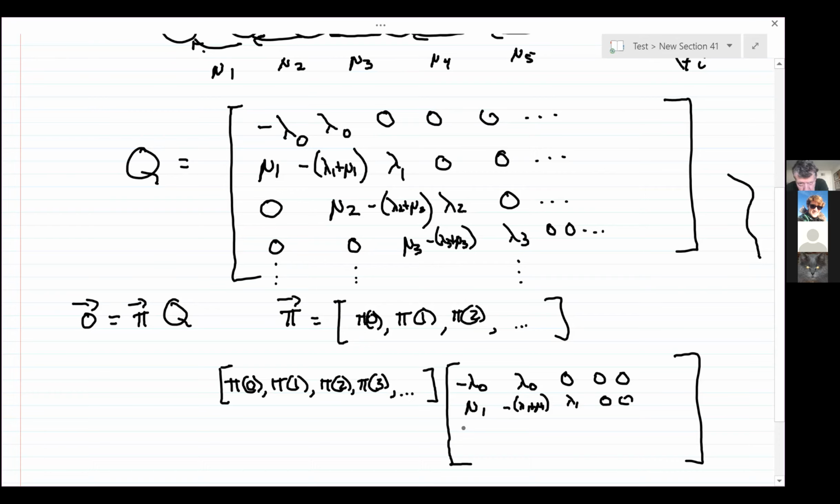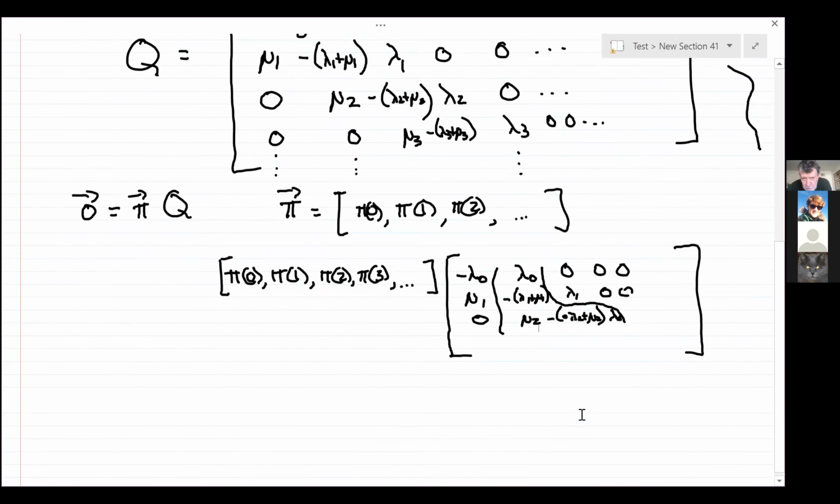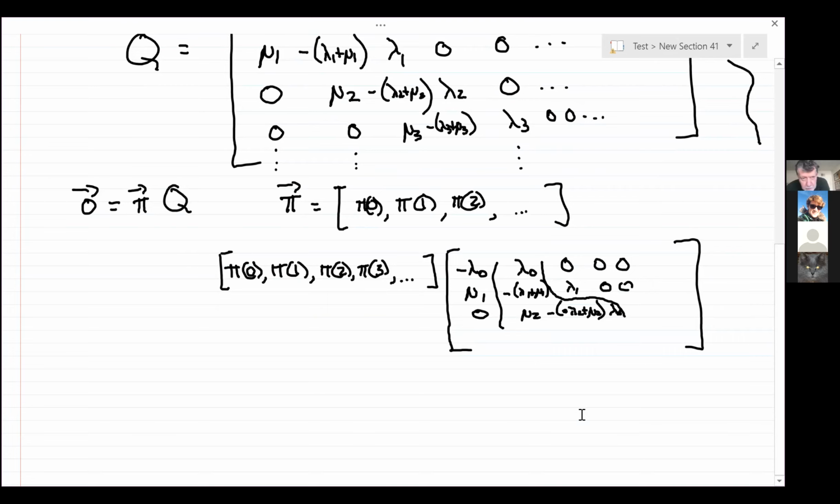And maybe one more row just to get us rolling: 0, mu2, minus (lambda 2 plus mu2), and lambda 2. My rows are misaligned. Okay, so let's go down and see what we can do. And this product equals all zeros, so that's the good part.